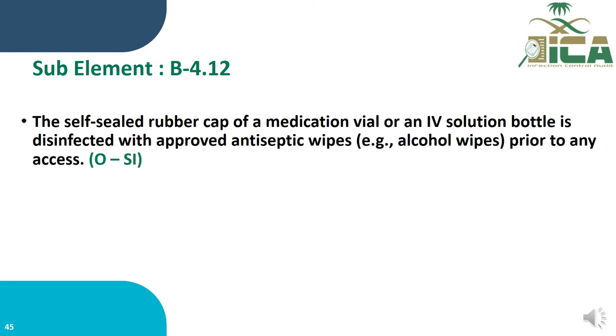Sub-element B4.12: the self-sealed rubber cap of the medication vial or an IV solution bottle is disinfected with approved antiseptic wipes, like alcohol wipes, prior to any access. For this sub-element, we need observation and staff interview so we can evaluate and audit it.